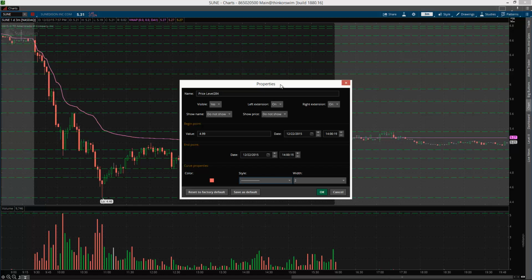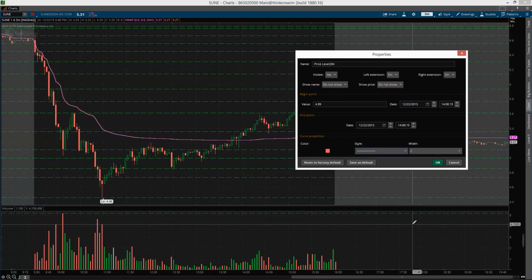Okay, and you could draw different style lines for each. You could draw red lines for resistance, green lines for support. That's what I used to do, but I got lazy. In the end, it didn't really matter to me. They're just colors. As long as I can see the price level very clear, it doesn't really matter what color it is.